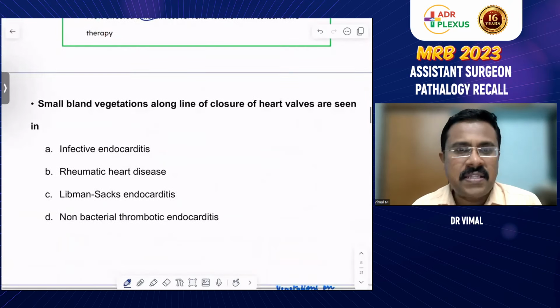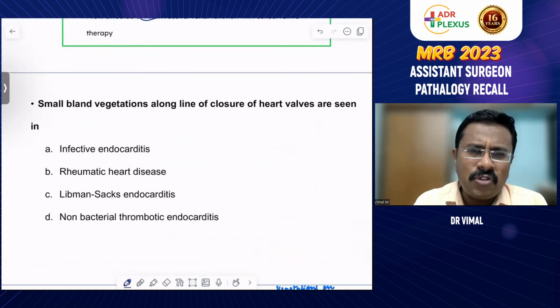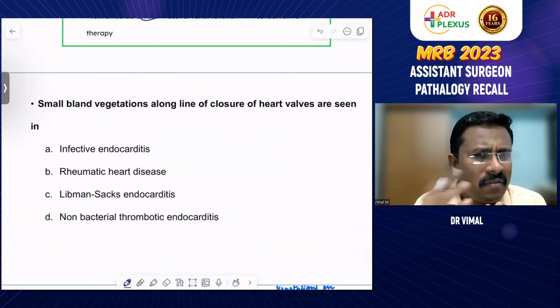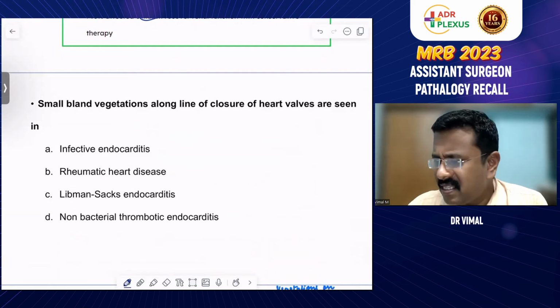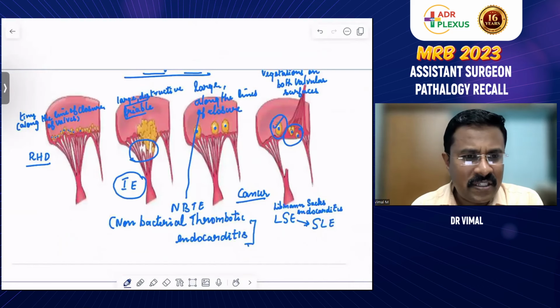Now, moving on to one of the evergreen topics, that is valvular vegetations. That is the differential. In every exam they used to ask about the different types of vegetations and how morphologically we differentiate between them. Let's see from our notes what we have discussed.